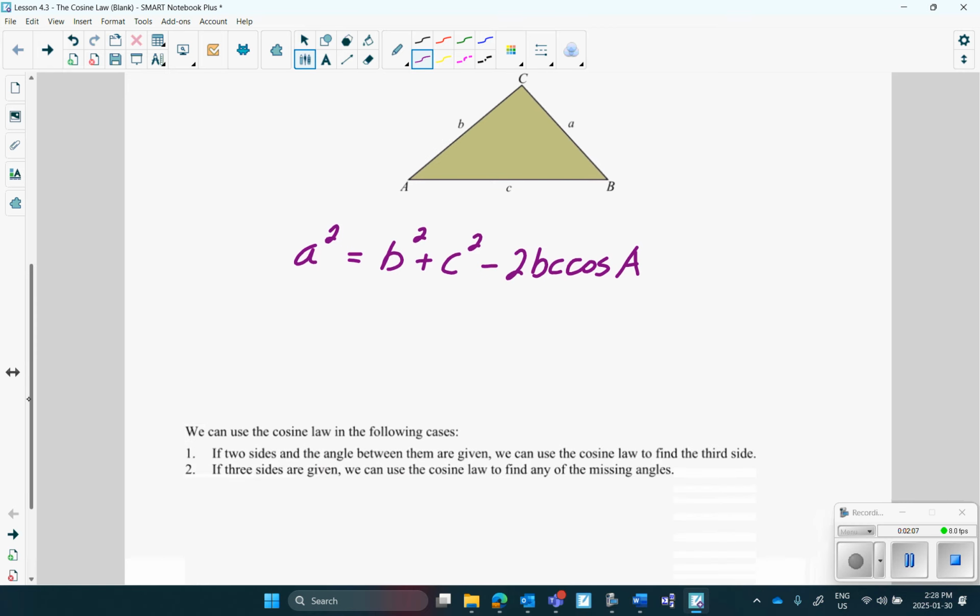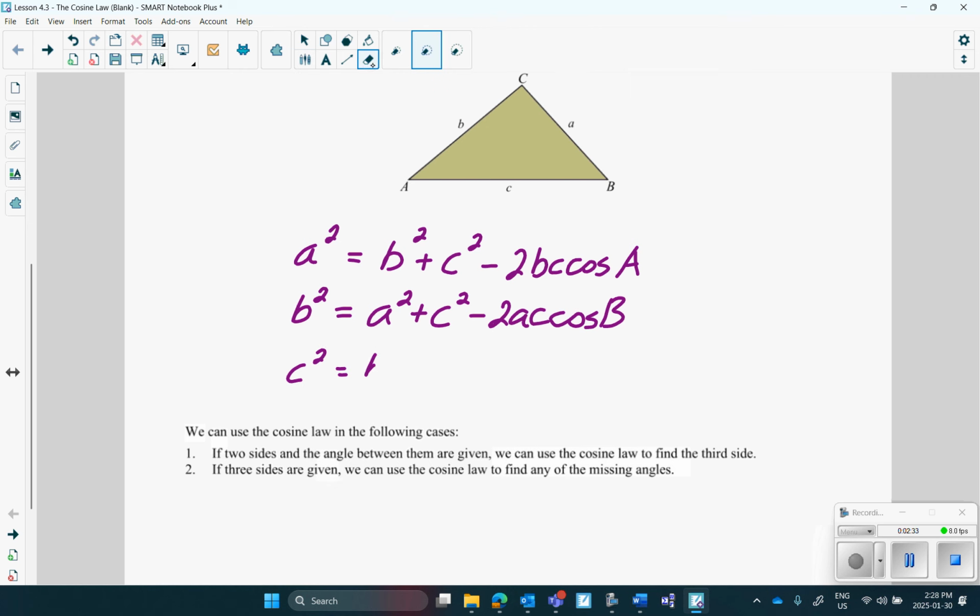Okay. If I wanted to find side b, I'd go b squared. Well, what would these two sides be? a squared and c squared. And then a and c again with the times 2. But then it would be cos B. And same thing here. So like I said, you'll get the formula, but it's really not that difficult to remember. Okay?